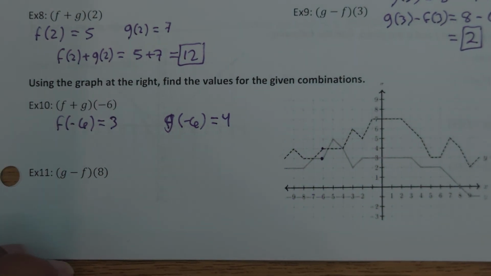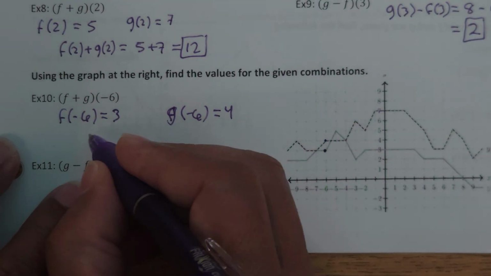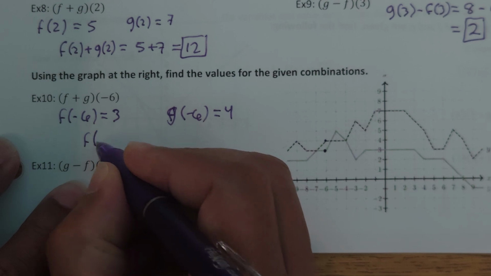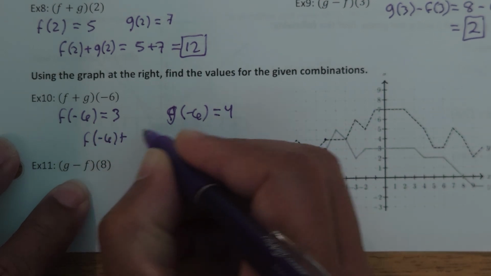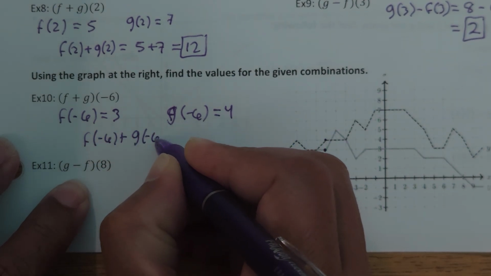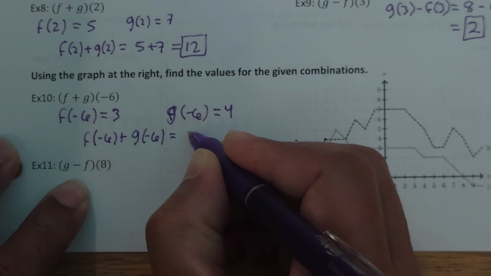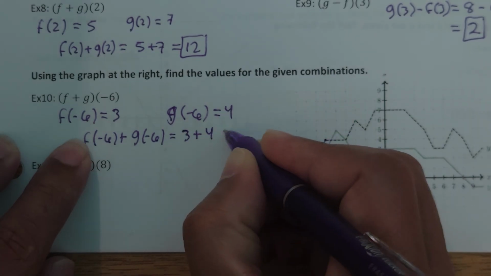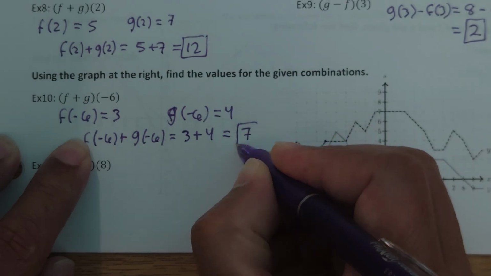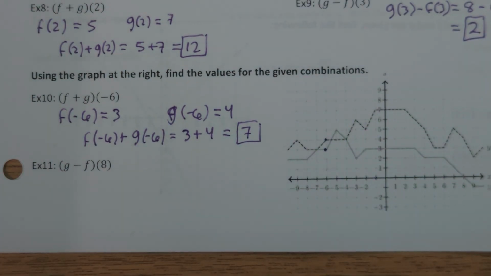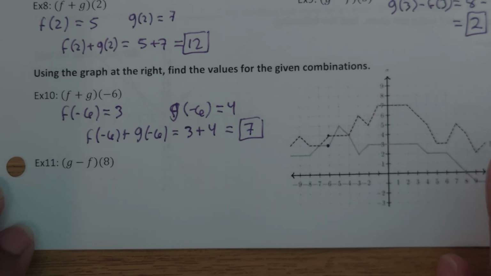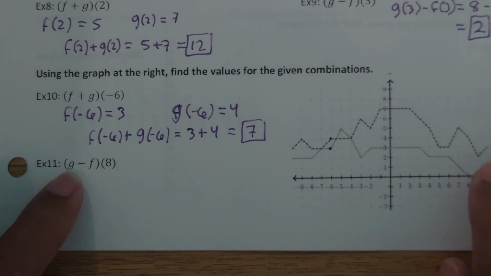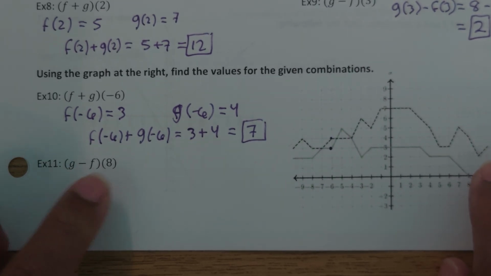So then all you have to do is take, let's see, f of -6 plus g of -6 is equal to, f of -6 is 3, and g of -6 is 4. So then 3 plus 4 is 7, and that's the answer to that problem. Okay, one last example. What if instead we're being asked to find g of 8 minus f of 8?